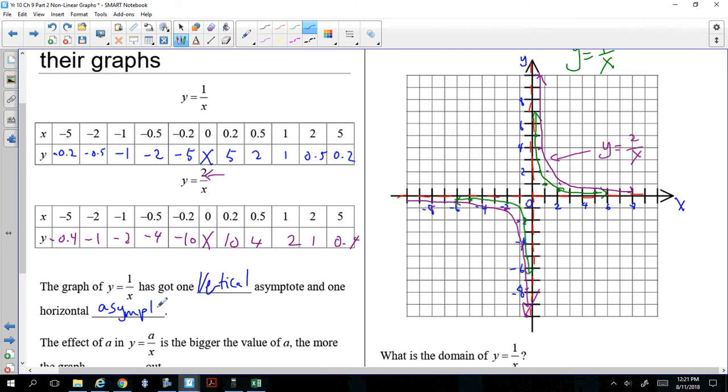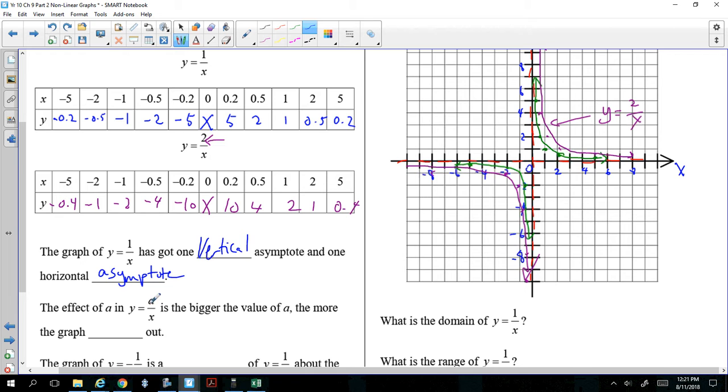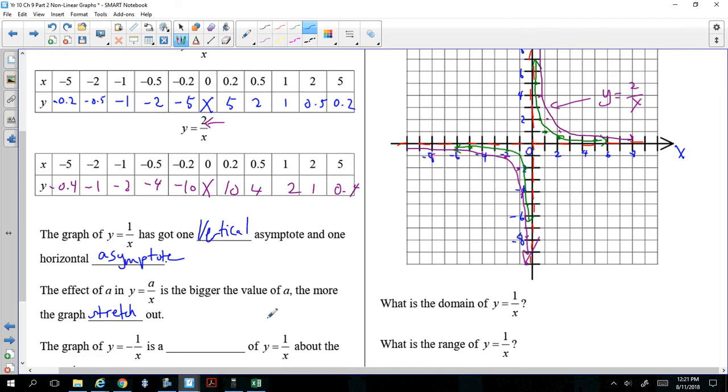So the effect of A in A over X, the A on the top: the bigger the value of A, the more the graph stretches out. As we can see in this example, having a 2 there makes the graph more stretched out. So the purple one compared to the green one. Okay. What else are there?